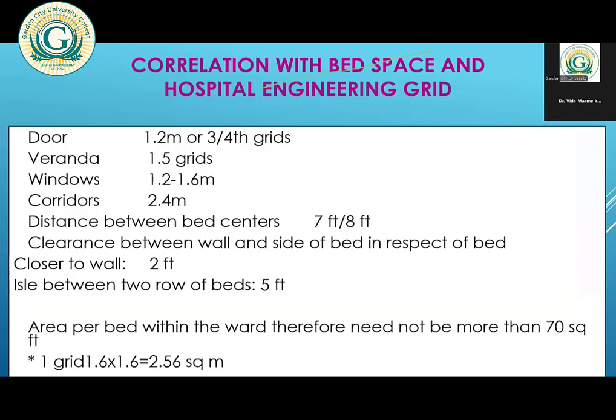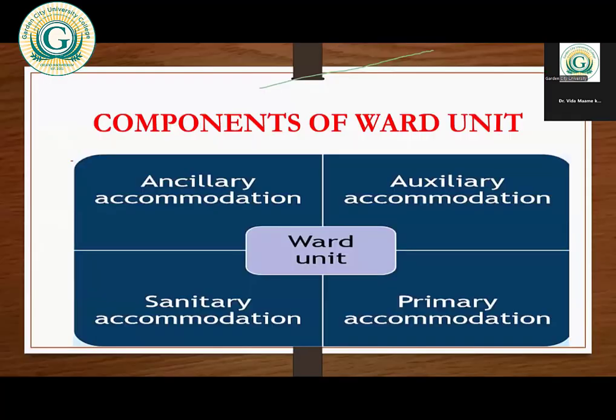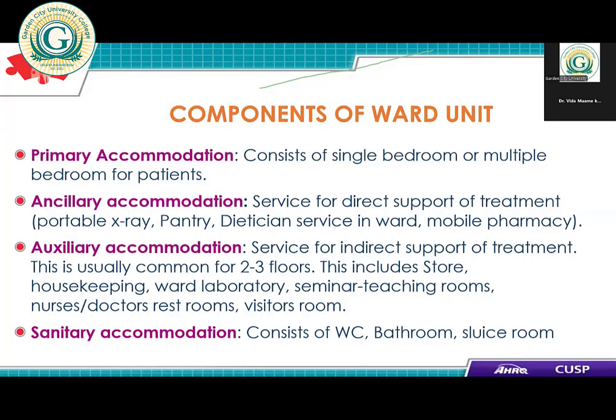These are the components of ward management. For the ward unit, we have the ancillary accommodation, auxiliary accommodation, sanitary accommodation, and primary accommodation. The primary accommodation consists of single or multiple bedrooms for patients. The ancillary accommodation is the service for direct support of treatment. That is, we have portable X-ray, the pantry, dietitian service, and mobile pharmacy. So that is where we have everything in there.